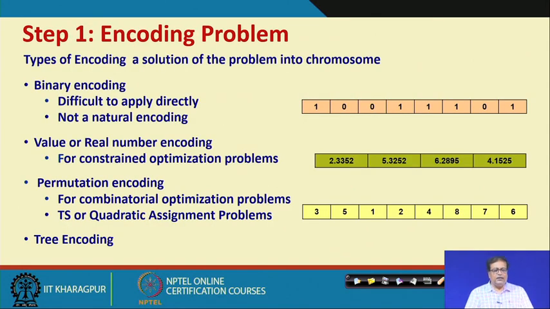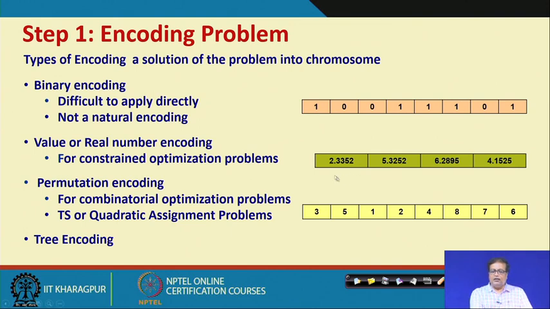As we have initiated, the next is the encoding, and I have shown you one kind of encoding, called binary encoding. Binary encoding is difficult to apply directly and not a very natural encoding, but sometimes, as we shall see later in an example with the knapsack problems, binary encoding could be a good option.